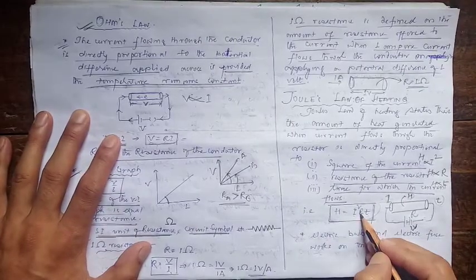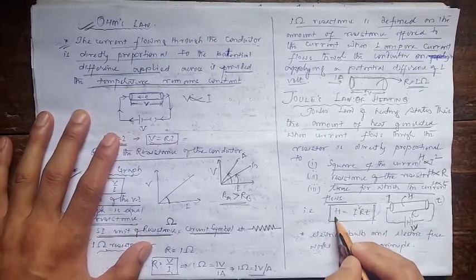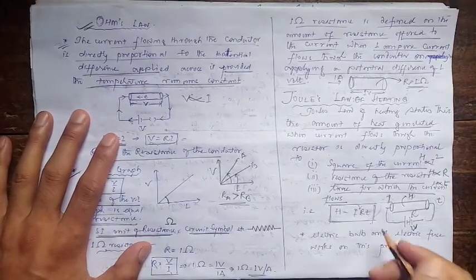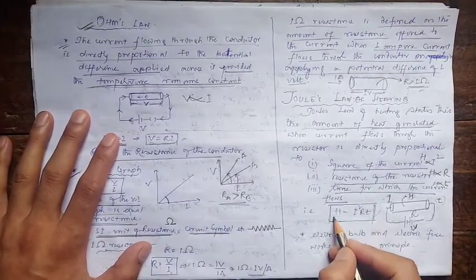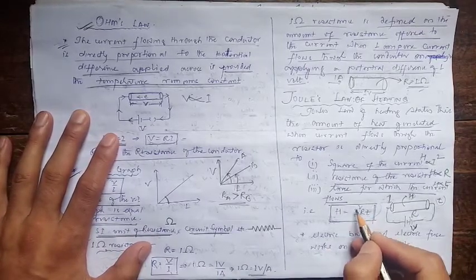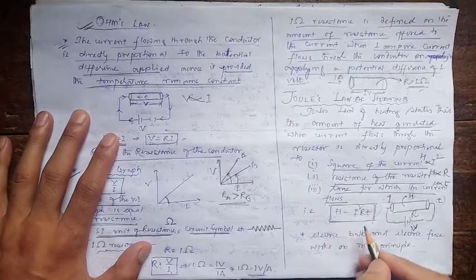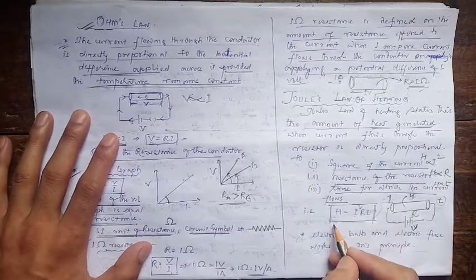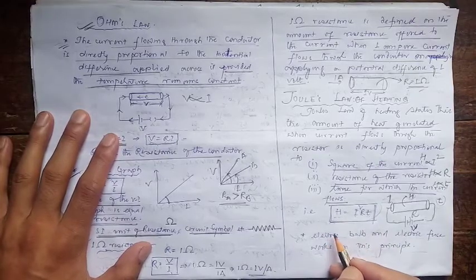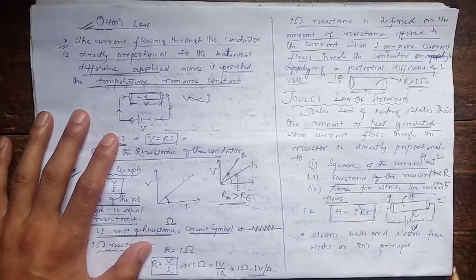Increase the current flowing through the conductor, heat will increase. Increase the resistance of the conductor, heat produced will be higher. Increase the time duration for the current to flow, heat production will be higher. And if you decrease these three quantities, decrease the current, heat production will be less. Decrease the resistance of the conductor, heat production will be less. Decrease the time duration, heat production will be less. So this is what Joule's law of heating effect says.